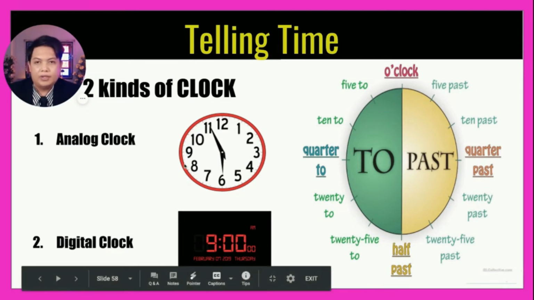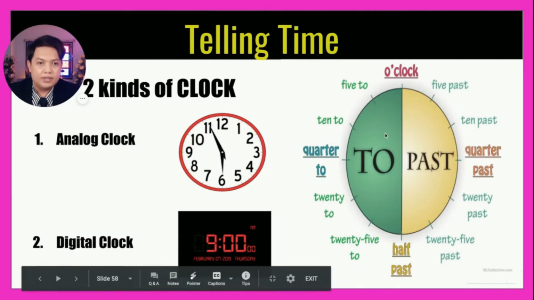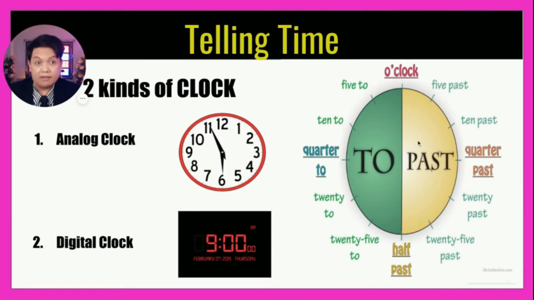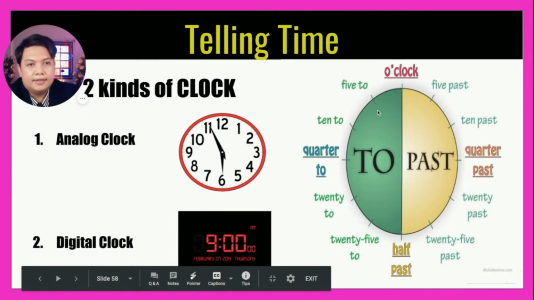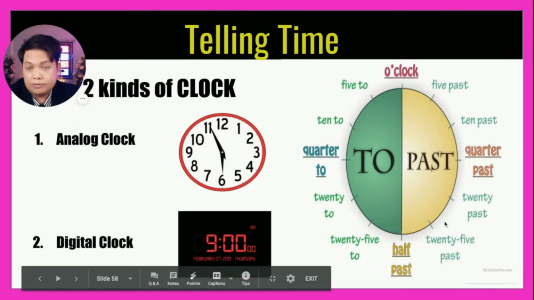The analog clock has two arms. The longer arm is what we call the minute hand, and the shorter one is called the hour hand. As you can see here, the analog clock is divided into two parts, in halves actually. All the numbers on the right have 5 minutes value: 5 minutes, 5 minutes, 5 minutes, and so on.